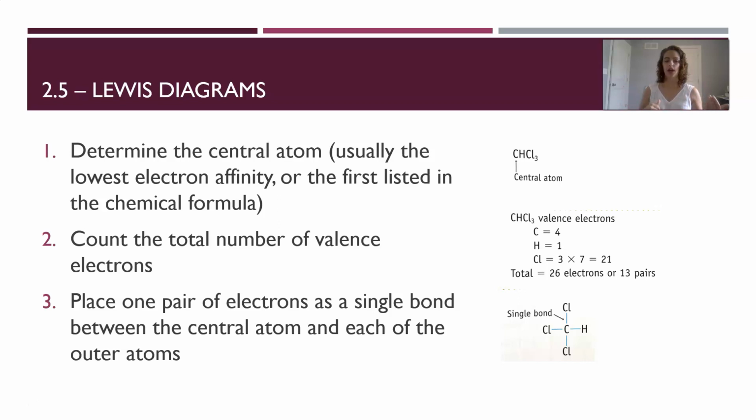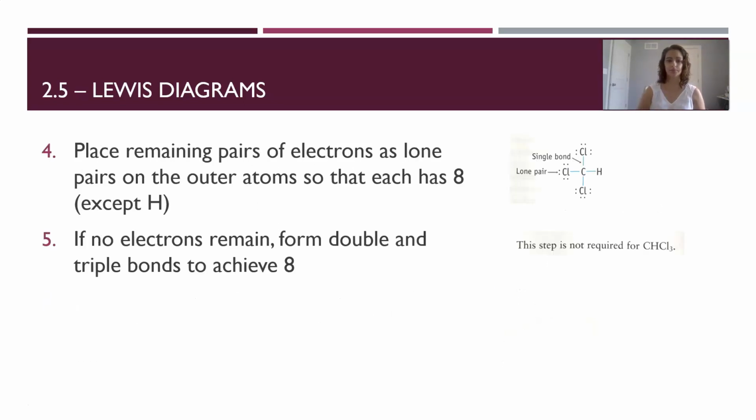So we connect each of our outer atoms, sometimes they're called terminal atoms, to our central atom with a single bond. Each single bond represents 2 electrons. So we have 4 pairs of electrons. So in this picture so far, we started with 26. We've used 2, 4, 6, 8 electrons, 2 from each bond. And so that tells us how many we have left.